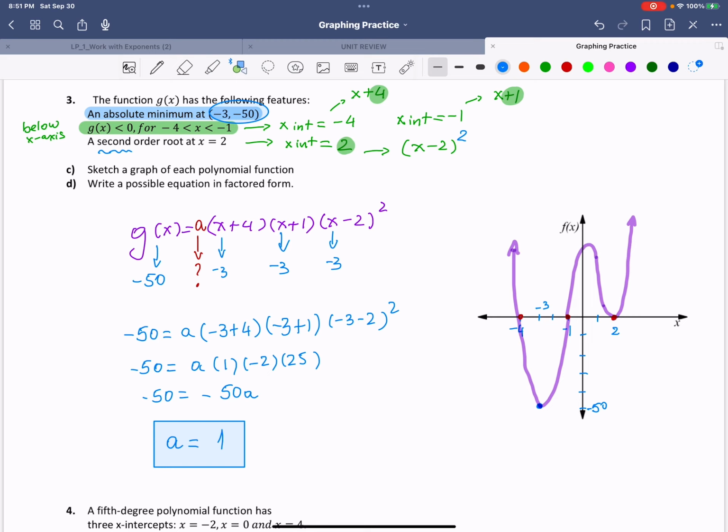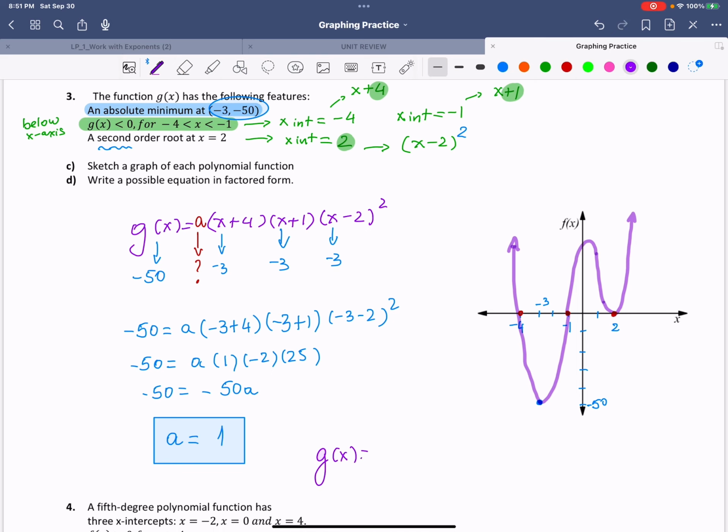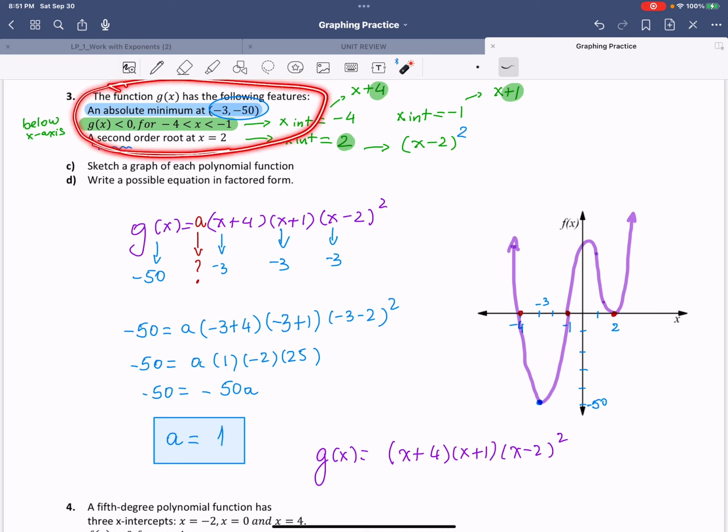And now we can say with confidence that the equation of this particular function, g of x, is 1 times (x plus 4)(x plus 1)(x minus 2) squared. All right, so on some occasions, you will see that the question may give you all this information, and then you will be asked to find the coefficient a and the equation, so the equation of the function and the specific member of this function, the exact equation.